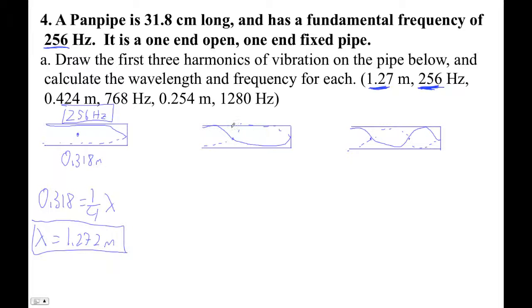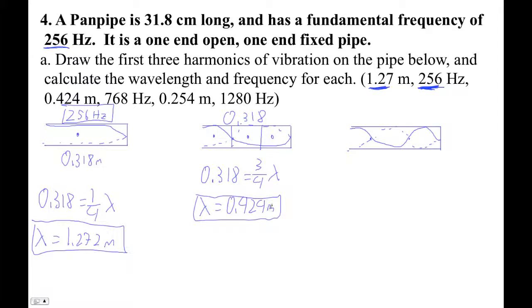Now for the next one, we know that this is 0.318. So let's figure out the wavelengths, right? That's 3/4 wavelengths. So 0.318 is 3/4 wavelengths. So now we can do maths. 0.318 times 4 divided by 3, and get 0.424. Okay. So I now have the second harmonic's wavelength, but how do I get its frequency?